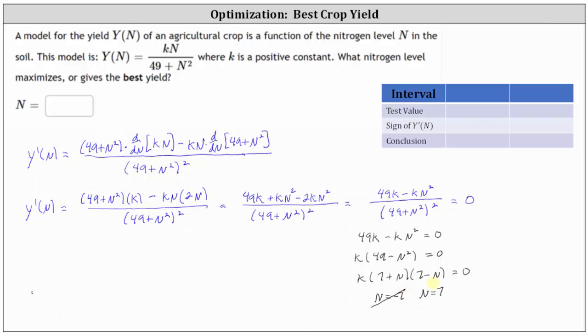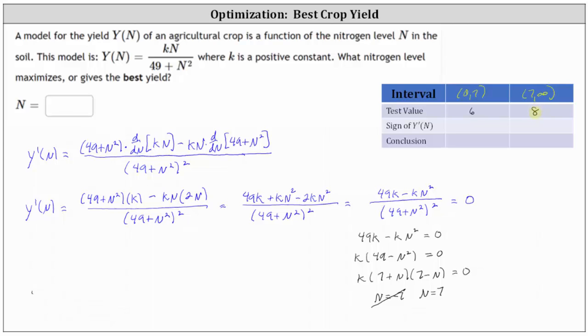From here, we need to determine whether Y(n) changes from increasing to decreasing at n equals 7, meaning the first derivative changes from positive to negative at n equals 7. And let's do this using the table above. Again, assuming n can't be negative, the first interval for n will be from 0 to 7, and the second interval will be from 7 to infinity. Now we'll pick a test value in each interval. Let's select n equals 6 and n equals 8.